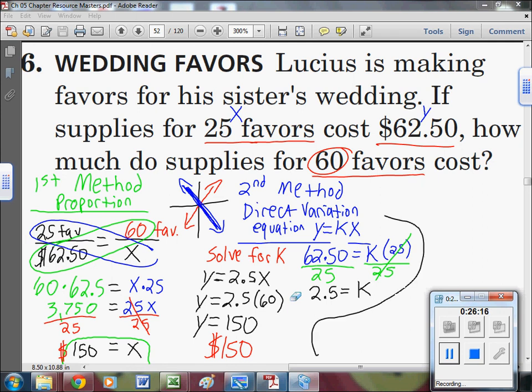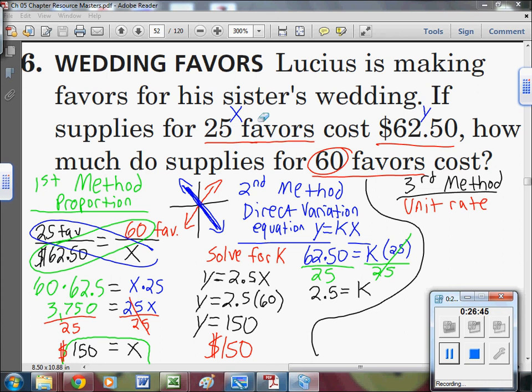Now, one last thing I want to point out. Some of you may remember what we did in the beginning of chapter 4, or you may remember a more intuitive way that works for you. I'm just going to quickly mention there is technically a third method that someone might try to answer this question, and that method would be the unit rate method. That might be how some people like to think of it, where they want to find out how much it is for one favor, because if they can figure out how much one favor is, they're just going to multiply it by 60.